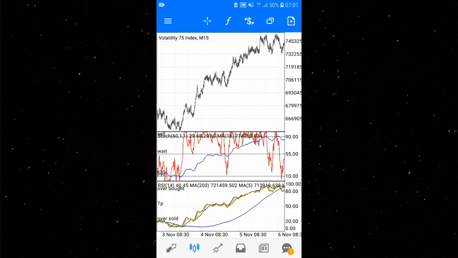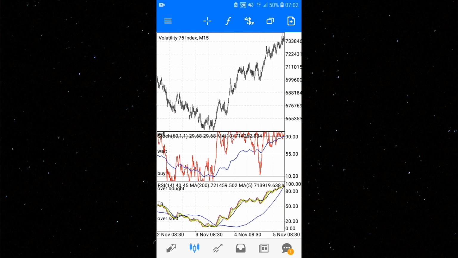This was a trade that I took personally on Saturday, but I forgot to screen record since it was Saturday. I was busy watching Manchester United versus Manchester City, so I forgot. But this is a trade that I took on Saturday.